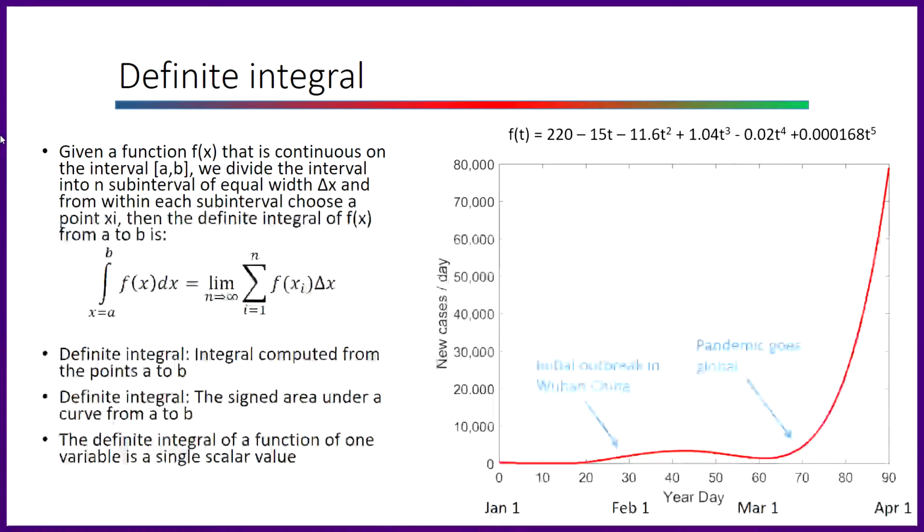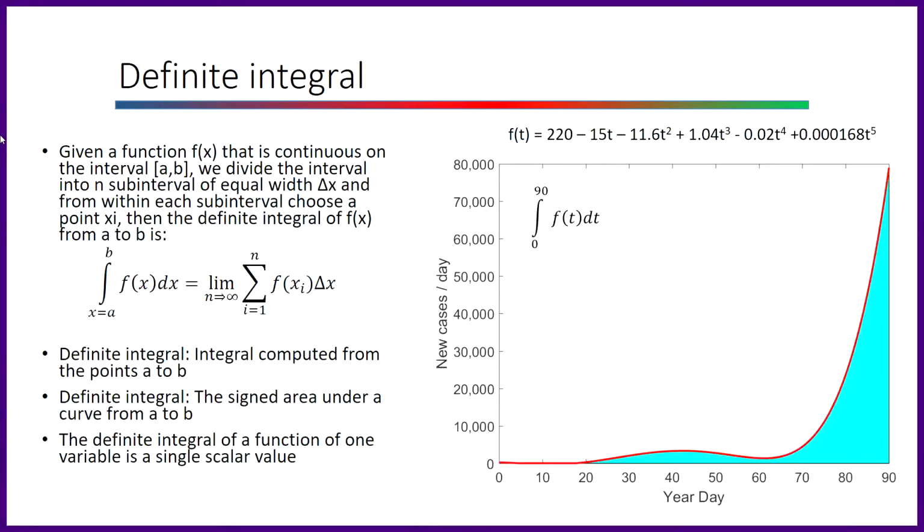For instance, if we compute the definite integral of f of t from t equals 0 to t equals 90, we're really computing how many cases there were from the beginning of the year until year day 90, which is the end of March. And that definite integral equates to the area under the curve. So in other words, the area that I've colored cyan in this graph. And if we compute this integral, we find that in the first 3 months of the year, there were 704,181 people diagnosed with COVID-19.